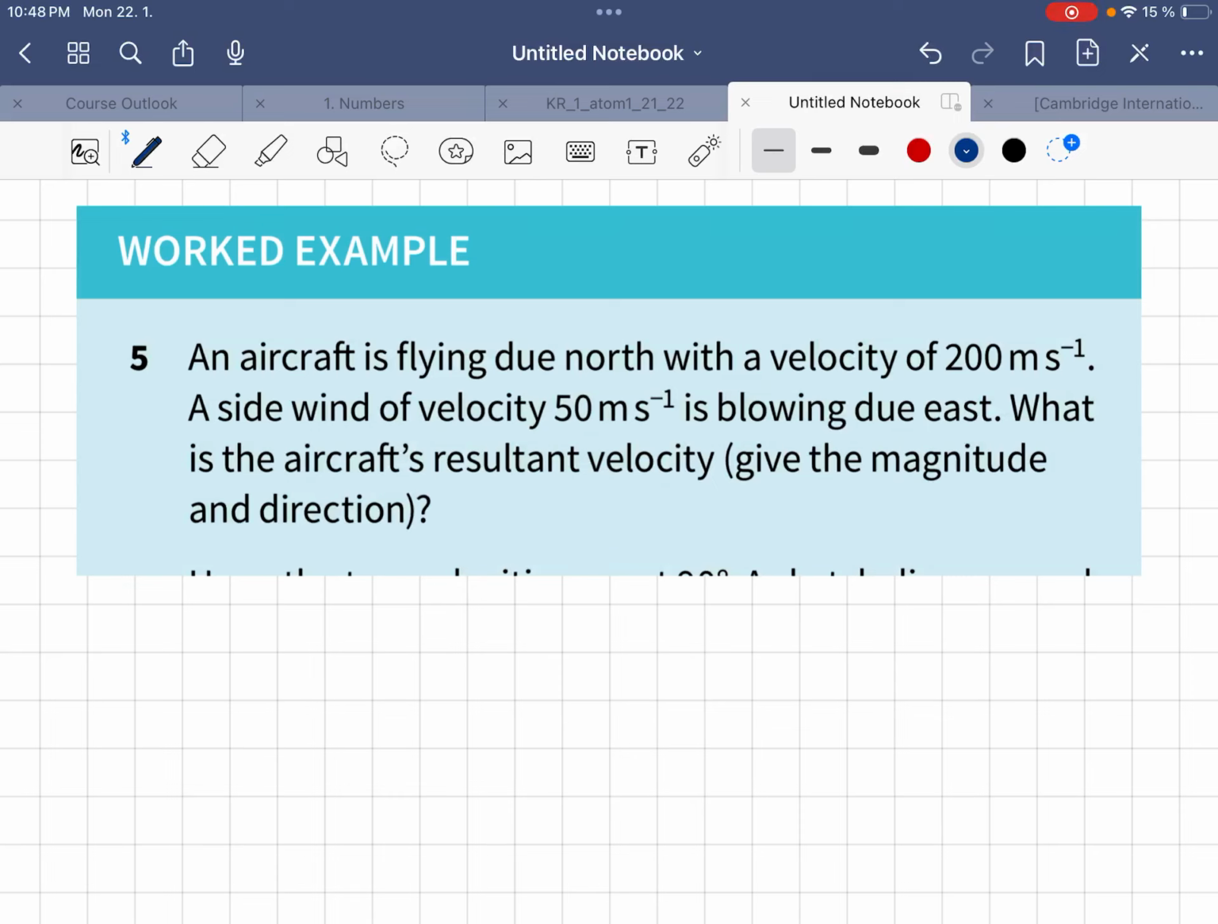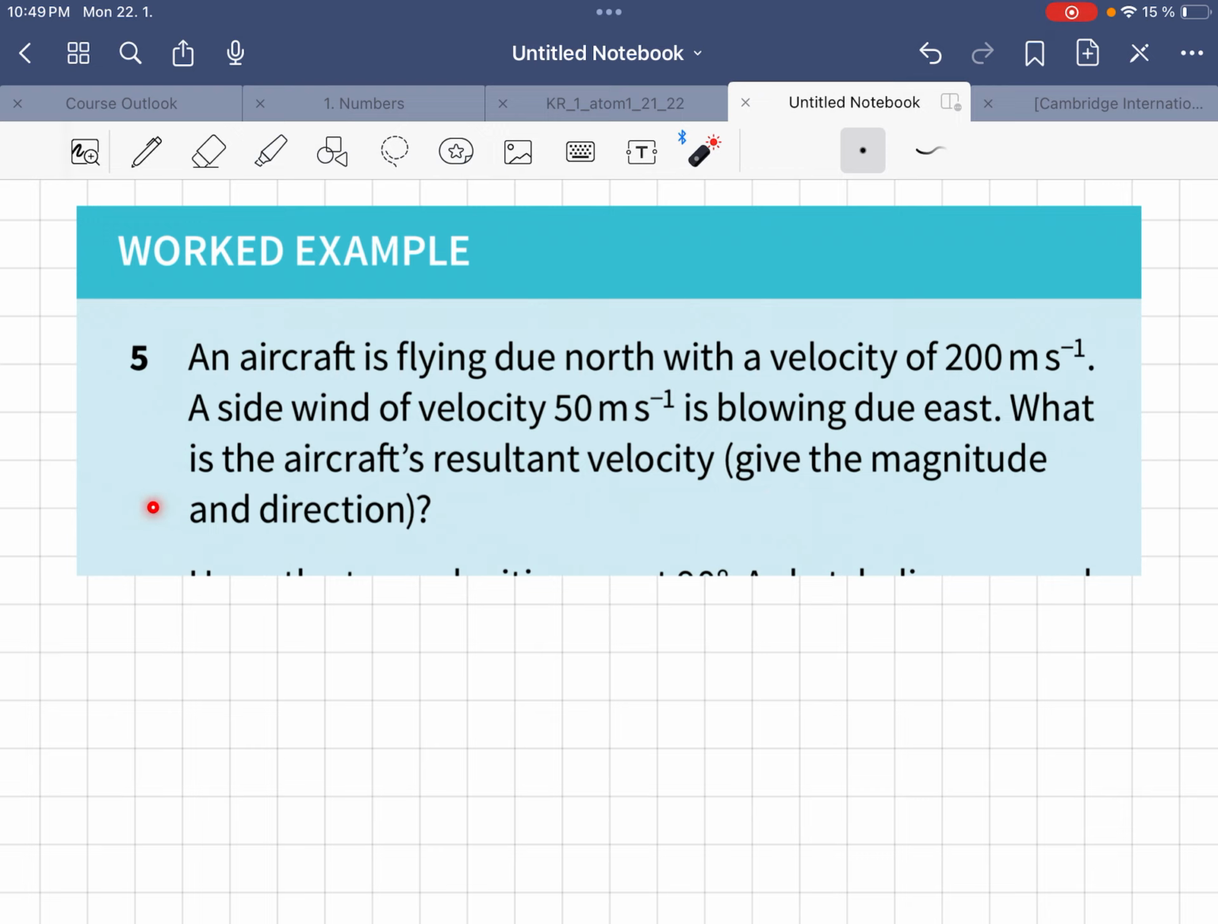Let's give this one a try as well. So we have here an aircraft flying due north with a velocity of 200 meters per second. A side wind of velocity 50 meters per second is blowing due east. What is the aircraft's resultant velocity? Give the magnitude and the direction.